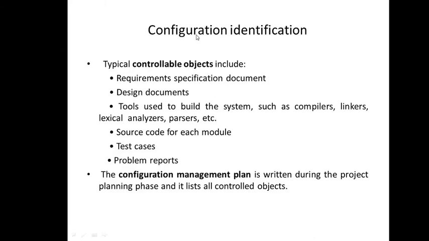See, the first activity is configuration identification. So what are configurations? The controllable objects, that means deliverables or the results or the output. It might be an SRS document, it can be a design document, it can be tools used to build the system such as compilers, linkers, lexical analyzers or parsers. It can be source code, test cases or problem reports. So ultimately all the deliverables, right? We prepare a configuration management plan, which is written by a project manager during the planning phase, and it lists all the controlled objects which need to be controlled.